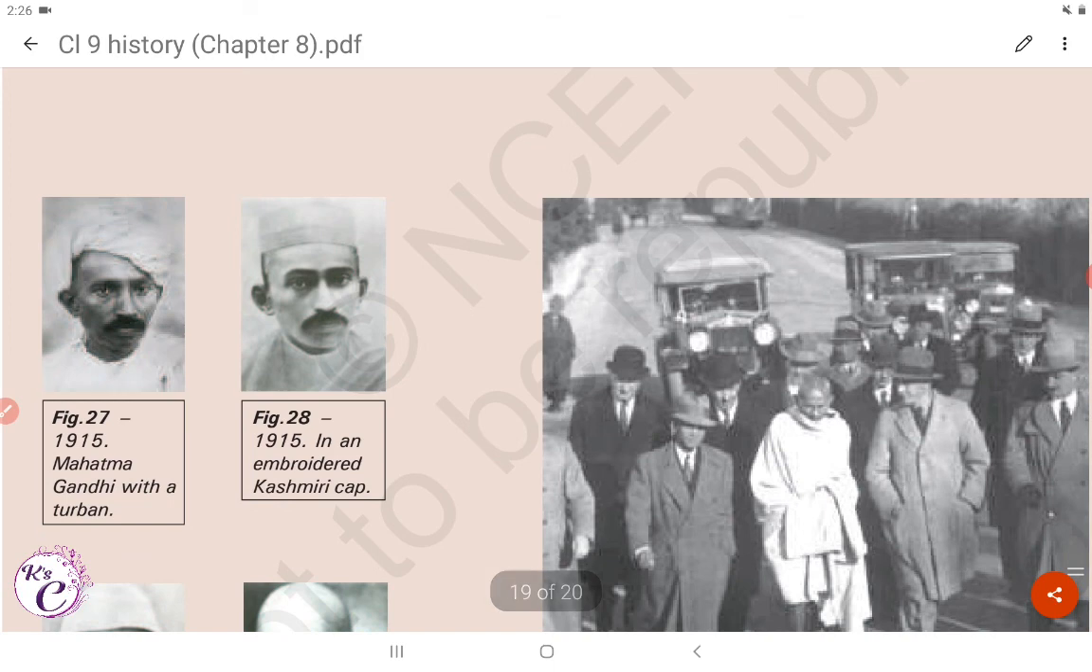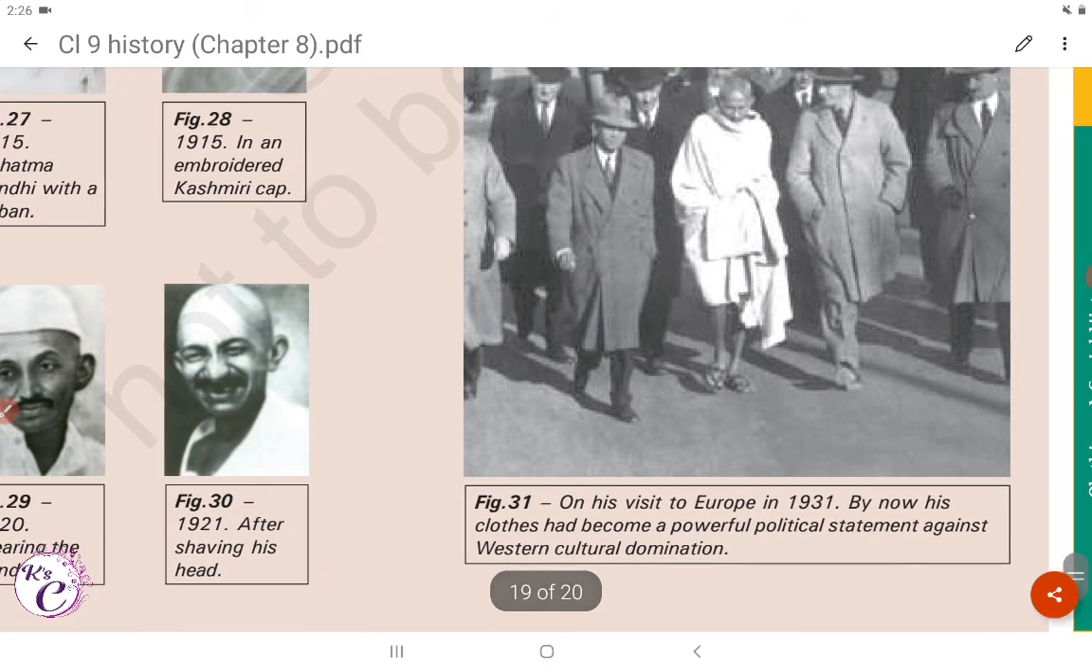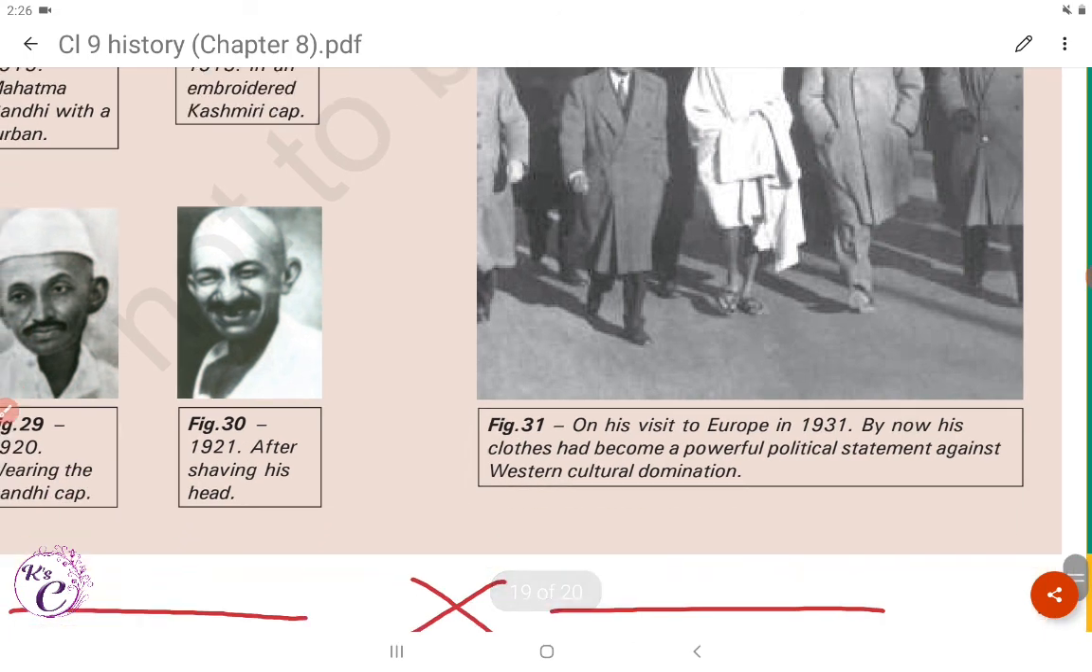Figure 27. 1915 Mahatma Gandhi with a turban. Figure 28. 1915 in an embroidered Kashmiri cape. Figure 29. 1920 wearing the Gandhi cape. Figure 30. 1921 after shaving his head. Figure 31 on his visit to Europe in 1931. By now his clothes had become a powerful political statement against Western cultural domination.